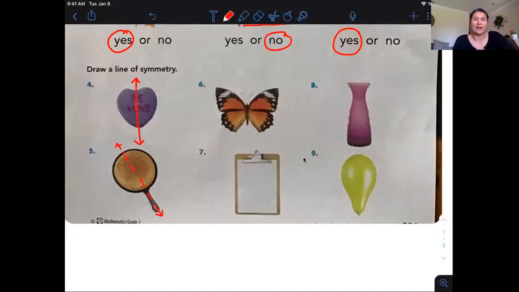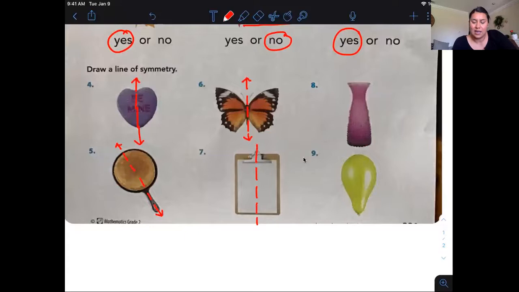Yep, right there. Okay, let's look at this butterfly. Oh, easy peasy. Would you go this way? No. Oh, right in between. Yep, there you go. Good job. Okay, what about this clipboard? Right down the middle. Good job.